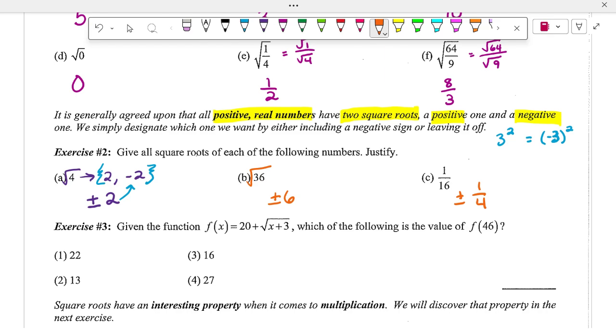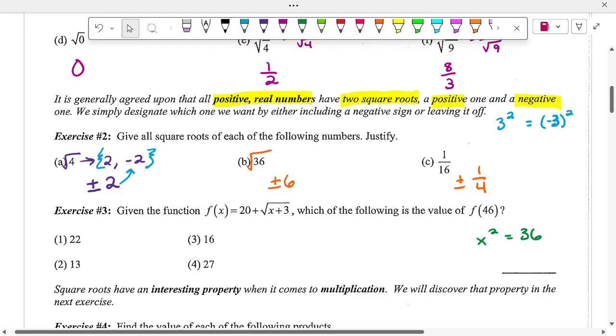So, they can have at max 2. That's where the plus minus will come in handy, because sometimes when you're solving, for example, if I asked you to solve x squared is equal to 36, you would just take the square root of both sides. Your answer would be plus or minus 6. That would cover the 2 square roots that I would have there.